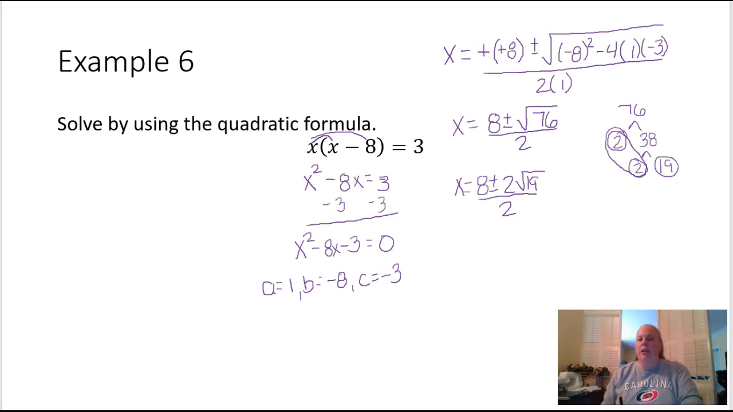All right, and now I'm going to use my factoring the GCF out technique so that I can cancel this 2 on the bottom. So let's see, we can take a 2 out of both of those. That's going to leave me with 4 plus or minus the square root of 19 over 2. And now I can cancel those 2's out because now they're both factors. So that means the solution to the problem is going to be 4 plus or minus the square root of 19.